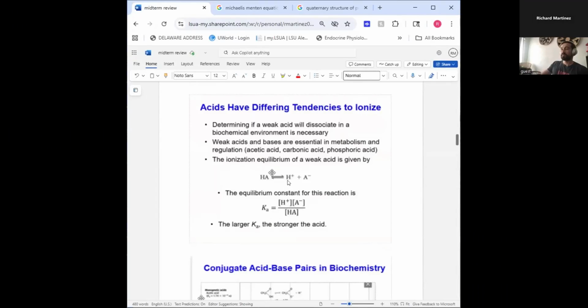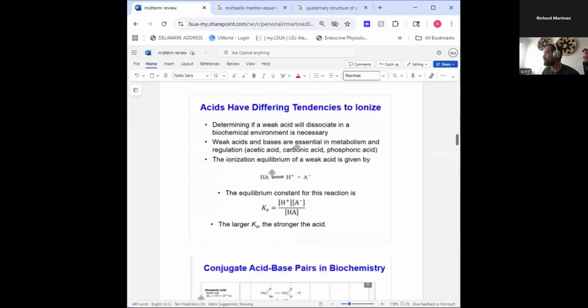So HA forward and backwards, that's what this means. This means H plus plus A minus. That's where you get the equilibrium constant, Ka, equal to H times A over HA. In this case, we want to remember that a larger Ka means there's lots of dissociation, as with the strong acids. Now, if this number is lower or decreases, it's a smaller Ka, a weak acid, because there's little dissociation.